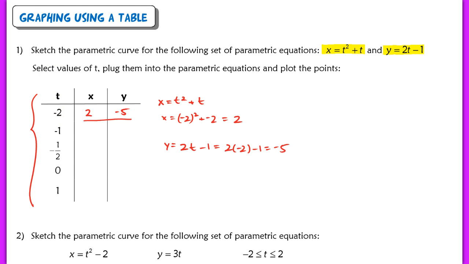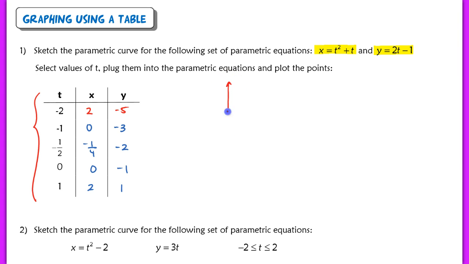As you can see, using a table is pretty straightforward. All you have to do is select values of t and then plug them into each parametric equation so that you can get your x, y position. So I'm just going to fill out the rest of this table and pause the video. All right, so there's our table all filled out, and now we're going to go ahead and actually graph this parametric curve. When I graph this parametric curve, I start with a normal xy axis.